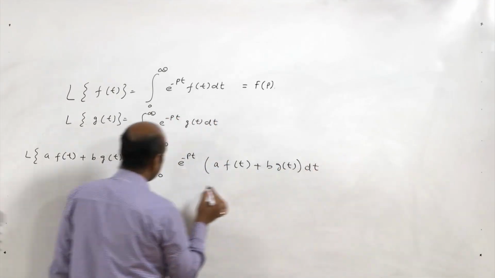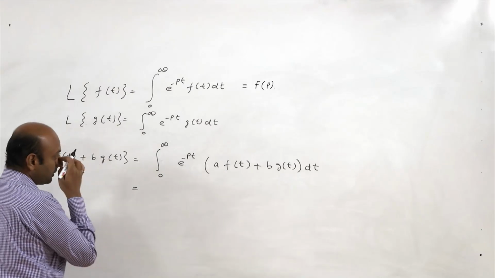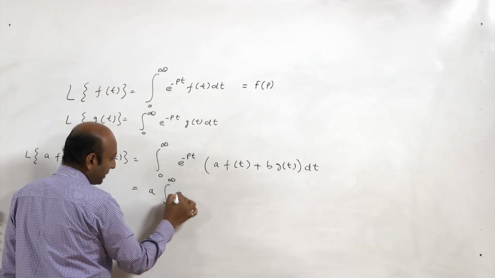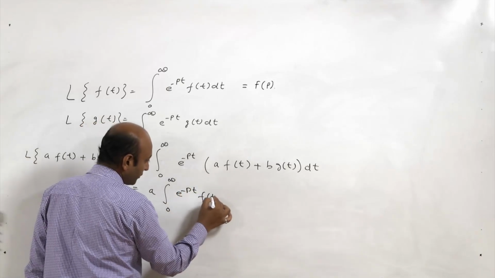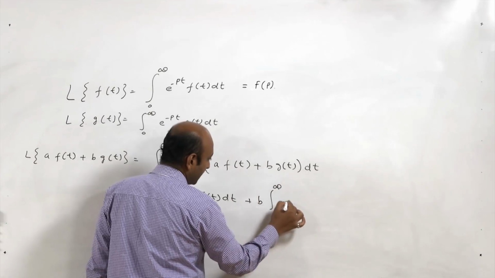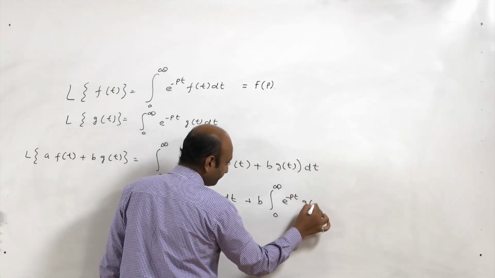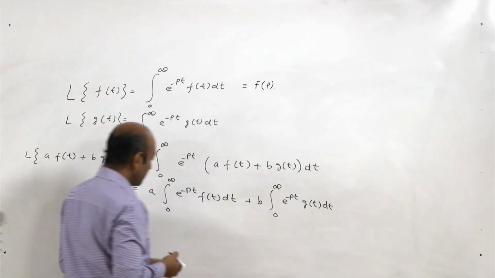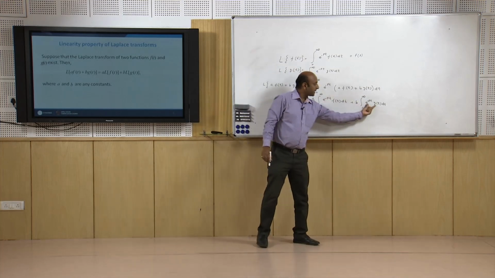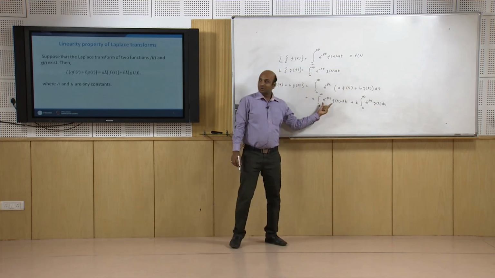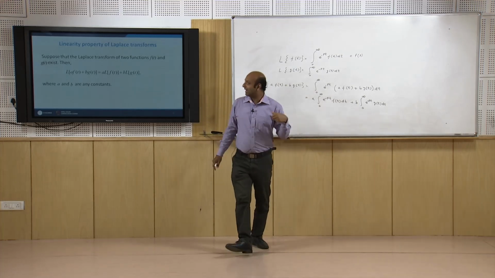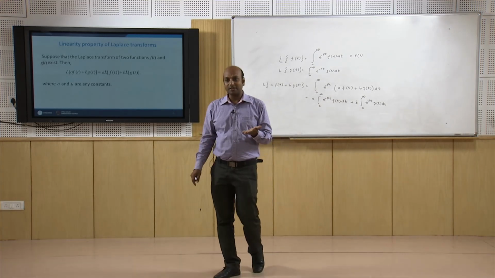dt. So, when we apply the property of integration, it is nothing but a times the integral from 0 to infinity of e to the power minus pt f(t) dt plus b times the integral from 0 to infinity of e to the power minus pt g(t) dt. So this is nothing but Laplace of f(t) and this is nothing but Laplace of g(t). So we have this linearity property that Laplace of a f(t) plus b g(t) is nothing but a times Laplace of f(t) plus b times Laplace of g(t).